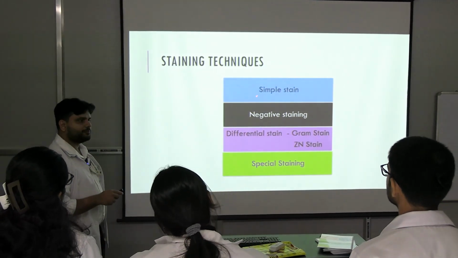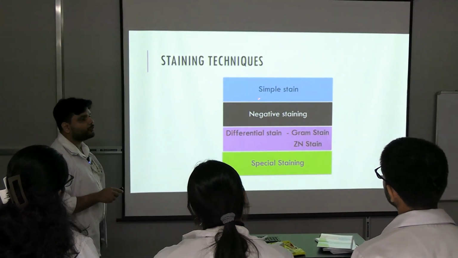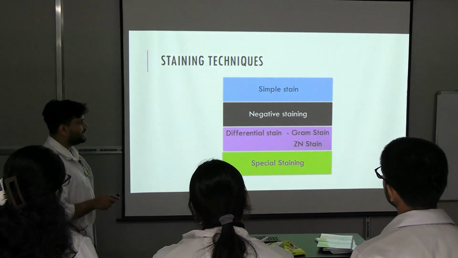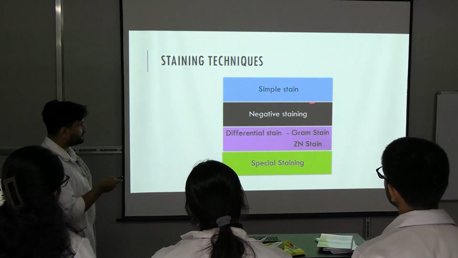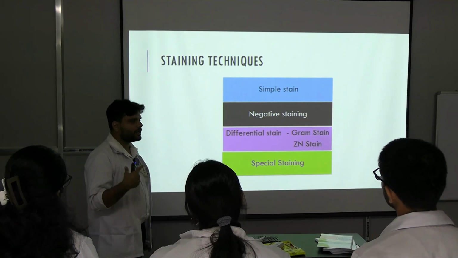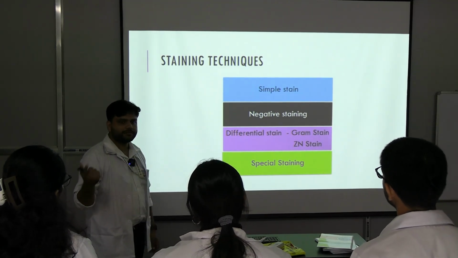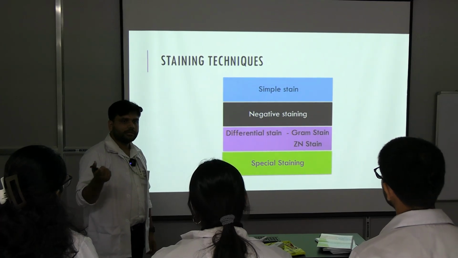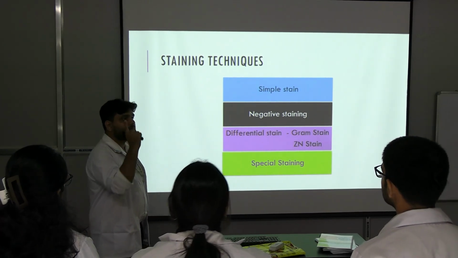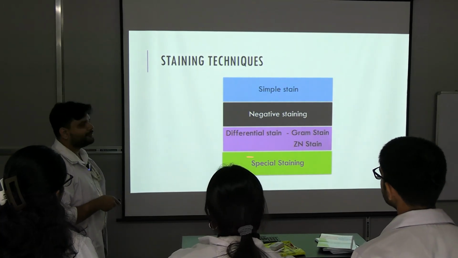So you already know about the simple staining. I have already given it the color blue because we use the methylene blue there. Negative staining, you guys know about this. Can you tell me an example of an organism that we saw under negative staining? Cryptococcus. What was the negative stain called? India ink. The other one? Nigrosin. Very good.